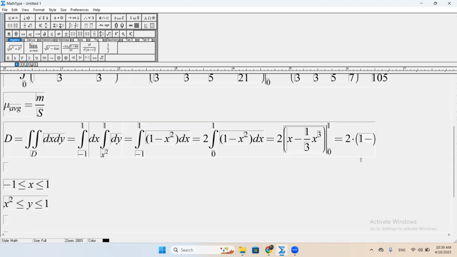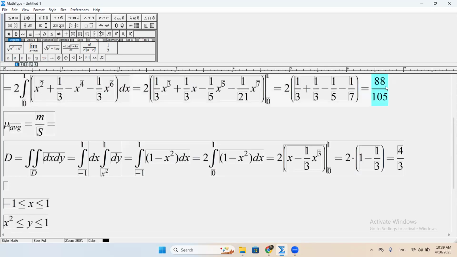So 1 minus 1 over 3, and it is actually 4 over 3. So the average density is the following. 88 over 105 divided by 3 over 4, and yeah, so it will be equal to 22 over 35. So that's it.